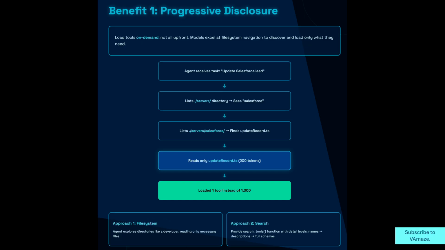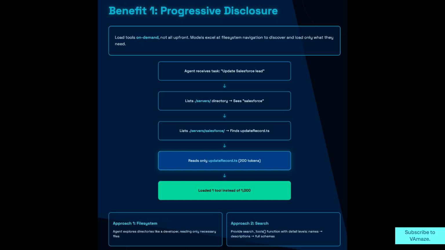First, direct file system navigation. The agent can list the /servers directory to see what servers are available. If it sees Salesforce, it can list that directory to see what Salesforce tools exist. Then it can read specific tool files to understand their interfaces. The agent naturally explores the structure, loading only what it needs.